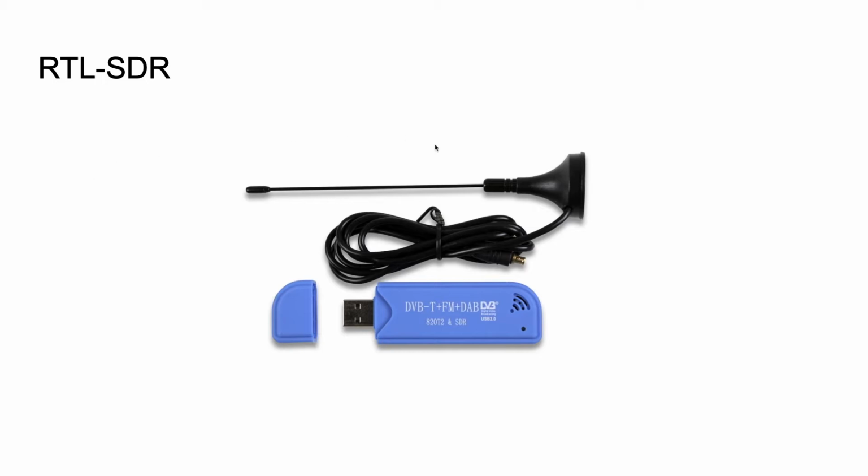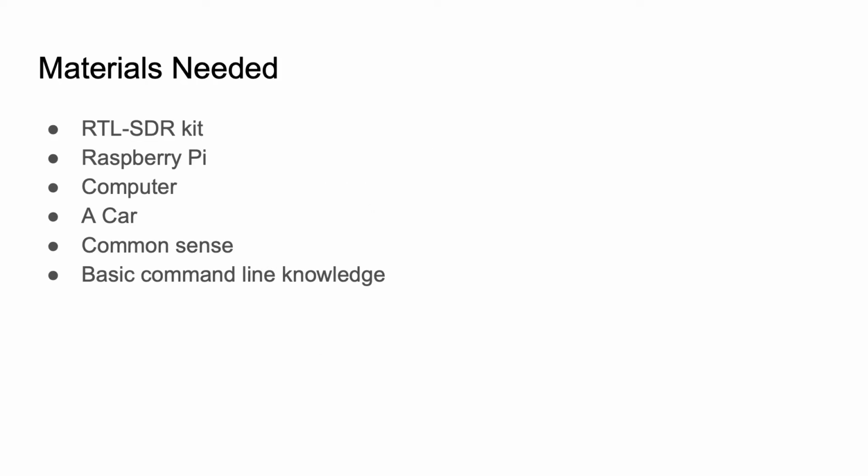So what we're going to need today is an RTL SDR kit. You can find them on Amazon for about $30, and they come with the basic antennas and everything you would need. Next thing you're going to need is a Raspberry Pi.